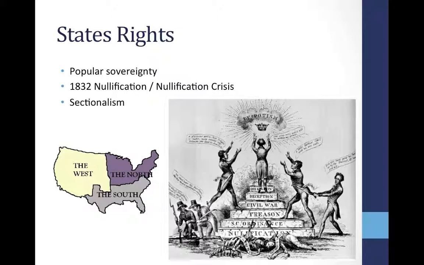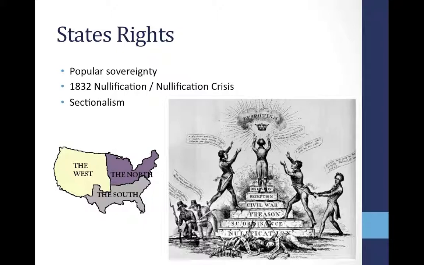Then you have the 1832 nullification crisis. Nullification is the formal suspension by a state of a federal law within its borders. So a state could decide if a law was unconstitutional or not, and then they could declare that law unconstitutional just in their state alone. This led to the nullification crisis based in South Carolina.